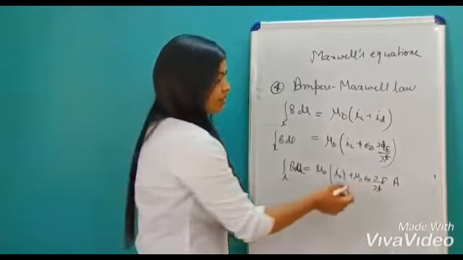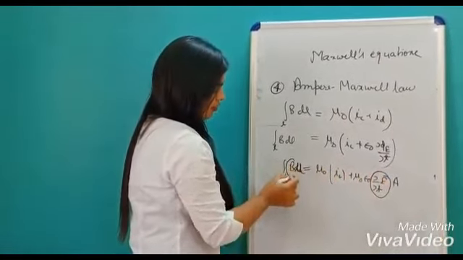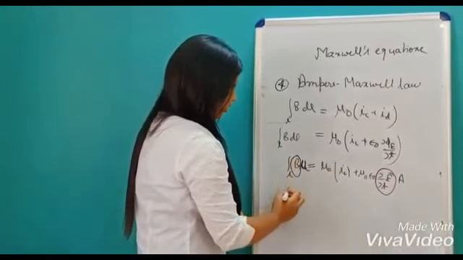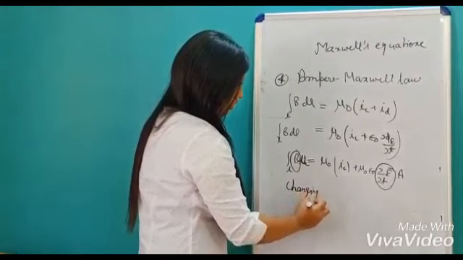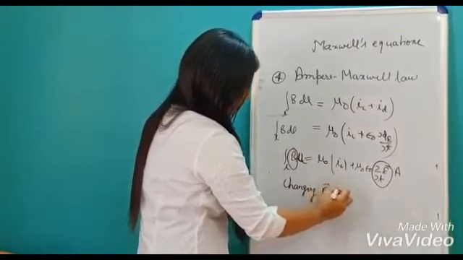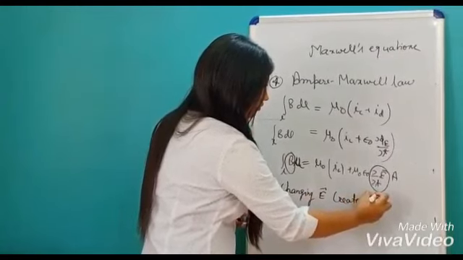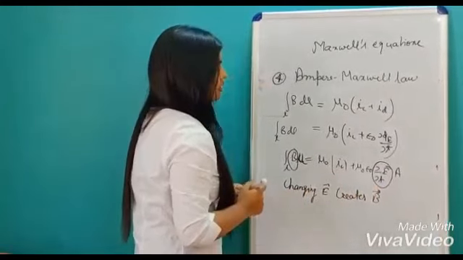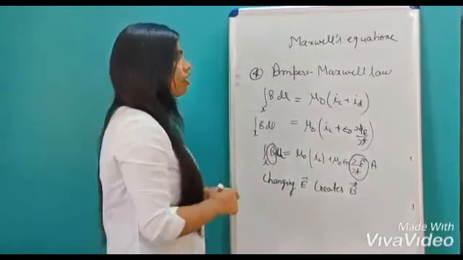Here we see that a changing electric field creates magnetic field. This equation represents that a changing electric field creates magnetic field. This is the significance of this equation.